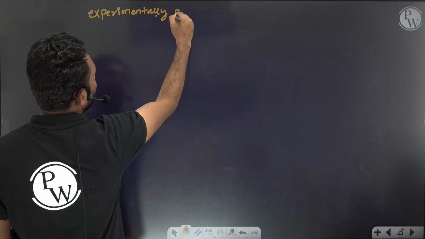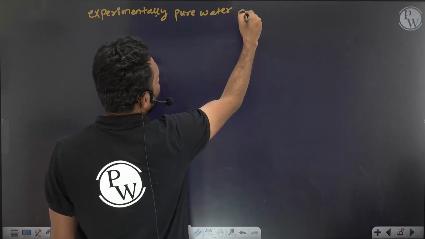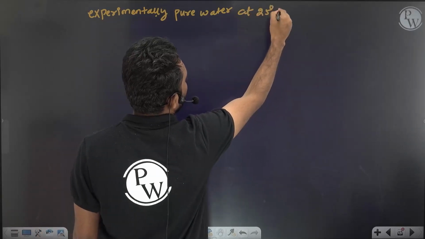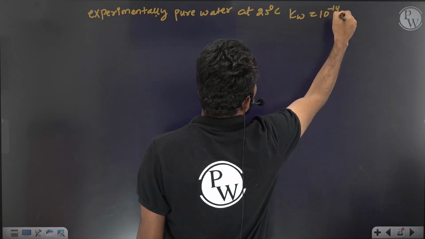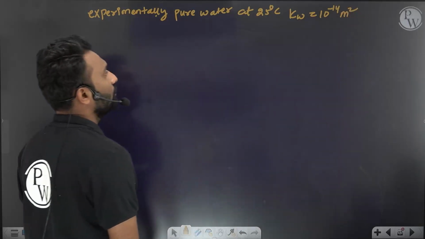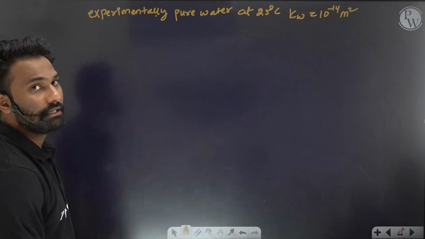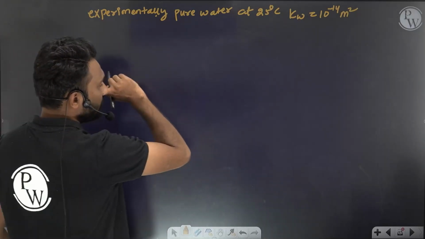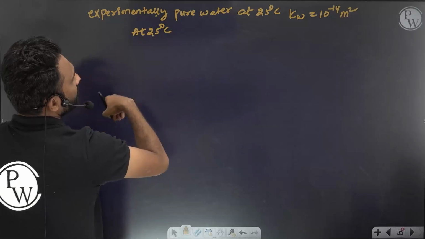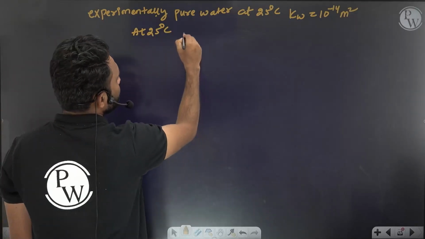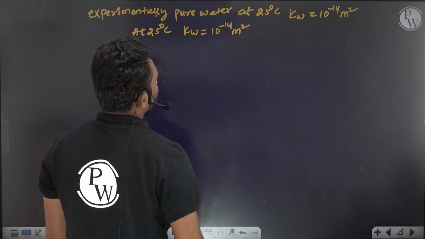Experimentally, for pure water at 25 degrees centigrade, Kw, the ionic product of water, is equal to 10 to the power minus 14 molar square. This has been given experimentally, at 25 degrees centigrade, at room temperature. Kw is equal to 10 to the power minus 14 molar square.